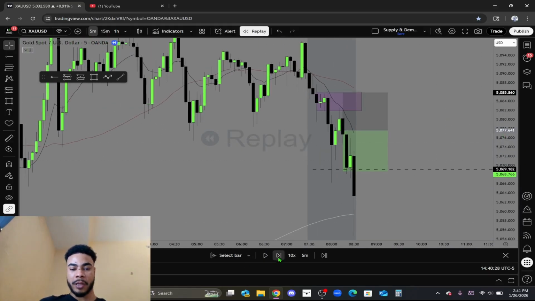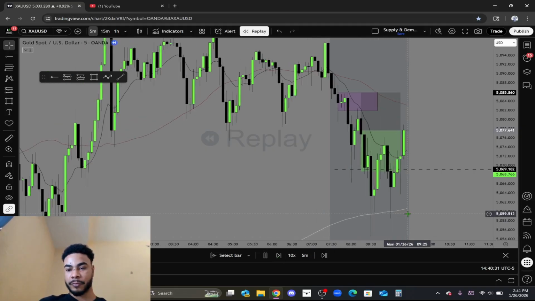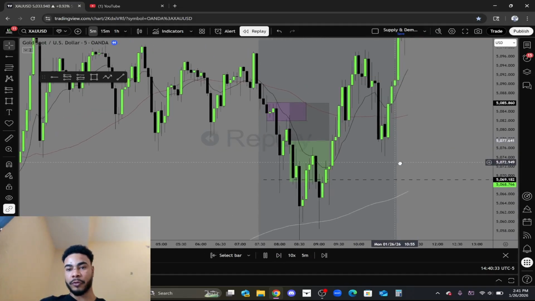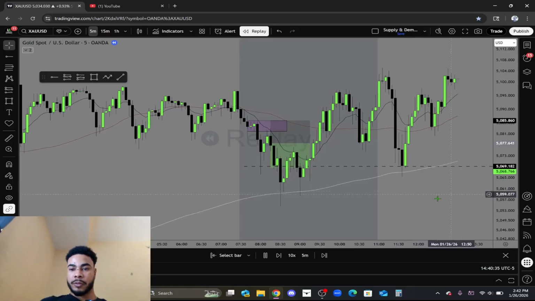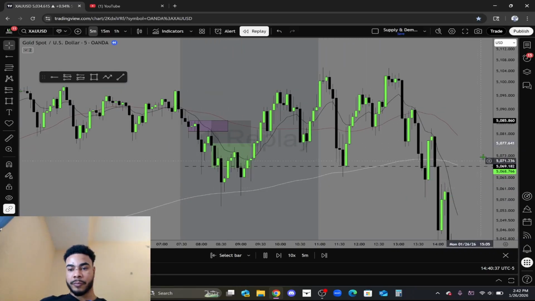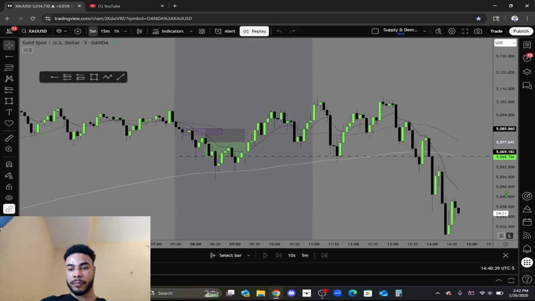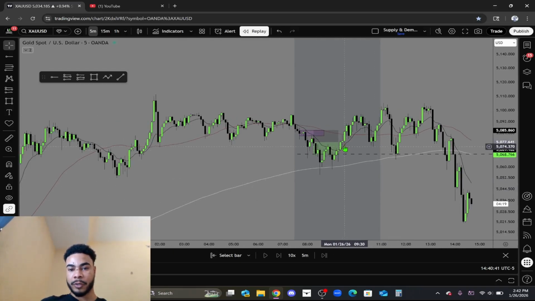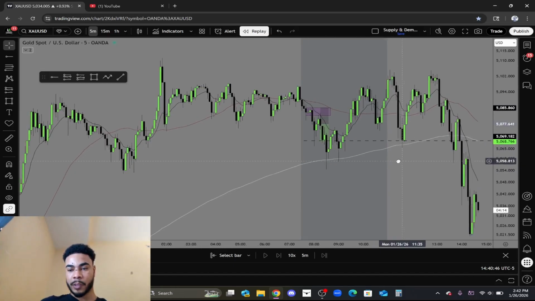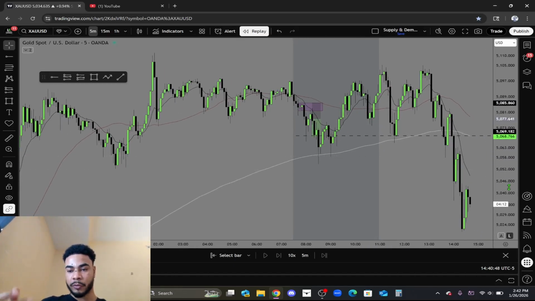And yeah, and then after that, let's see what price did. Boom, price reversed, and yeah, then began to drop. This is where price is at right now. So that's why I got out right there at 1-to-1, took that little trade, and yeah, that's pretty much it. That was today's trade breakdown.